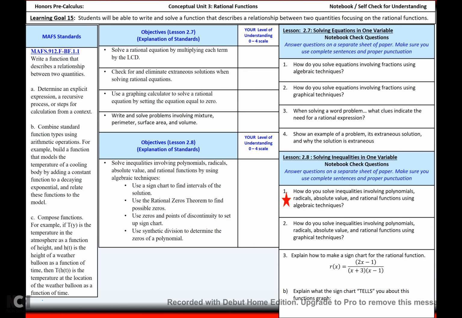Alright, so how do you solve inequalities involving polynomials, radicals, absolute value, and rational functions using algebraic techniques? Well, you want to factor, either using a PQ list or algebra, whatever. Factor, get zeros, make a sign chart, and find where the graph is what you're looking for. Find where it's either positive, negative, 0, undefined. You can get anything you want from the graph.